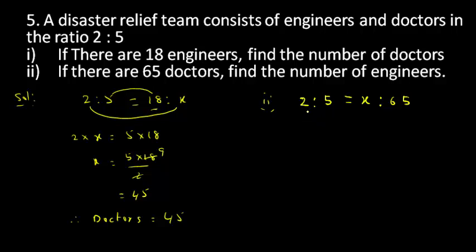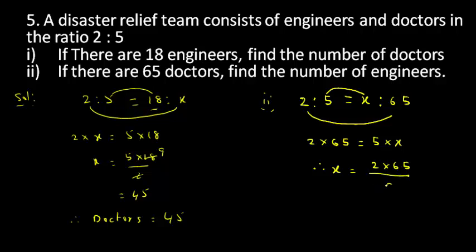What is the proportional law? The product of extremes equal to the product of means. So 2 into 65 equals 5 into x. Therefore x equal to 2 into 65 by 5. 5 divides 65 in 13 times. 2 13s are 26. Therefore engineers in the team equal to 26 members.